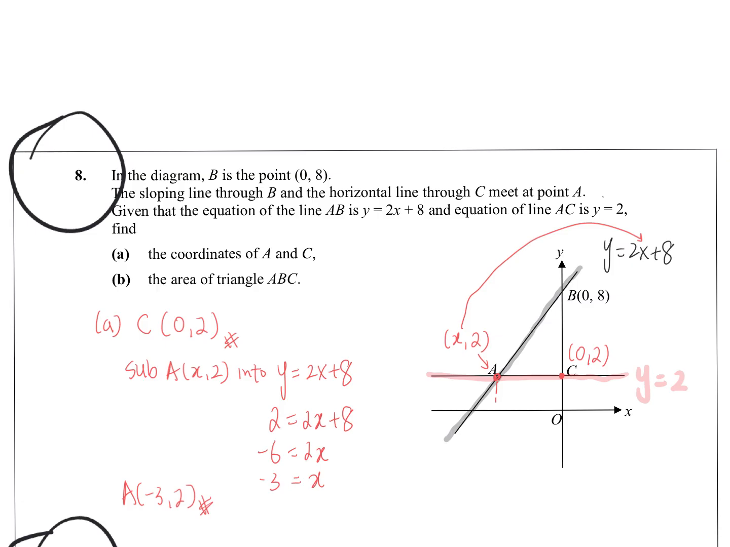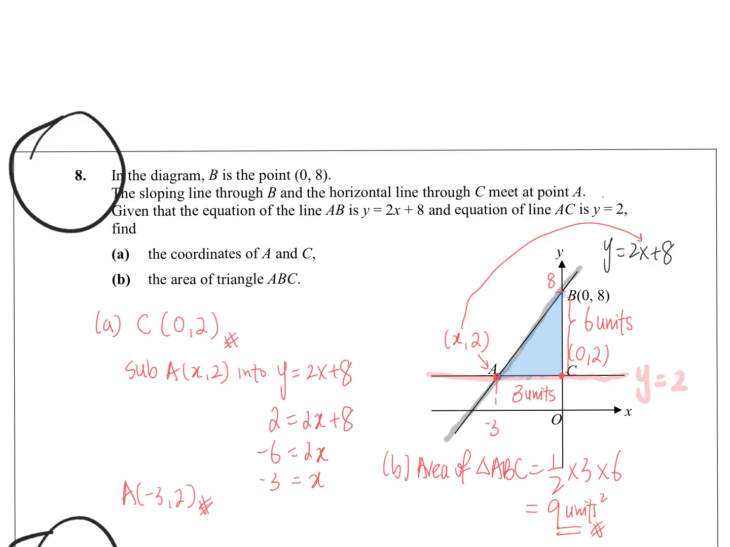So knowing this is minus 3, this is 8. They want you to find the area of the triangle. You can just do a half times base times height. So the base here is 3 units. The height here is from 2 to 8, so it's 6 units. So to find area, it is half times base times height. So you get 9 units square.